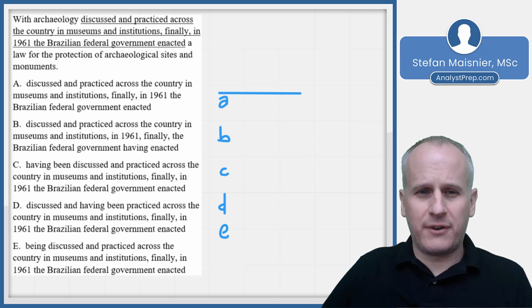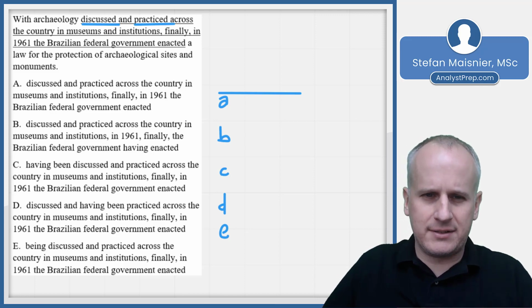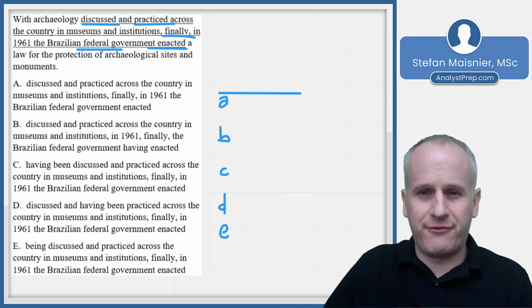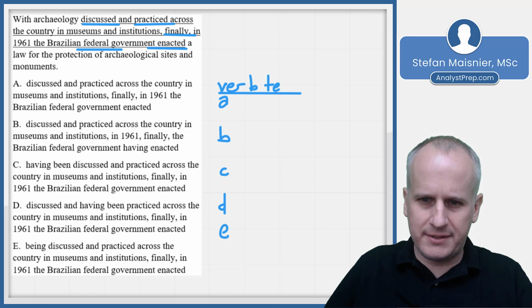So, we first start with our main verb and subjects. So we've got with archaeology discussed and practiced. And then we have the Brazilian federal government enacted a law. And there's a time indicator here of finally. So that tells us that we need to be really careful with our verb tenses here. So we're just going to label this up as verb tenses.